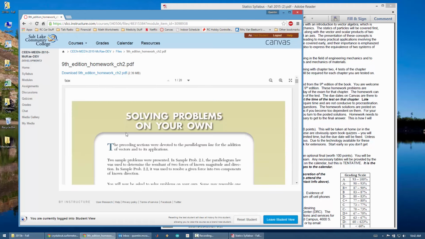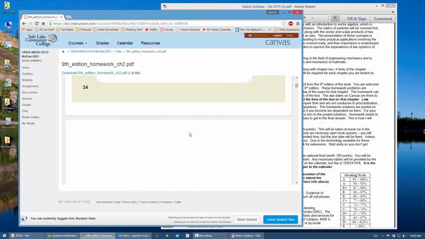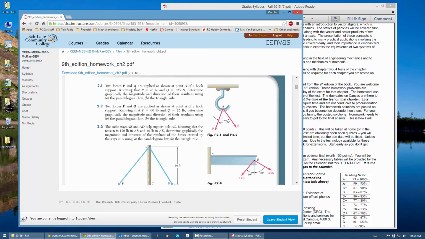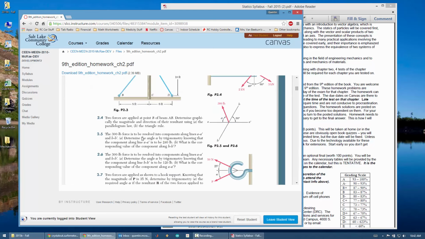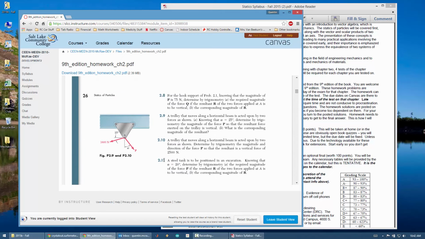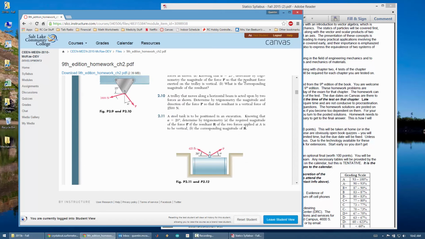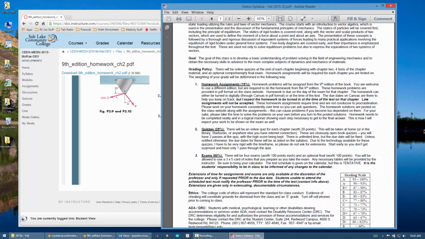You will notice that it's just the pages that have the homework assignments. I don't remember exactly which one is assigned here, but here are all the pages that have the homework assignments. So do the homework assignments from this right here. It's going to be worth 15% of your grade. Basically, you just need to do it.